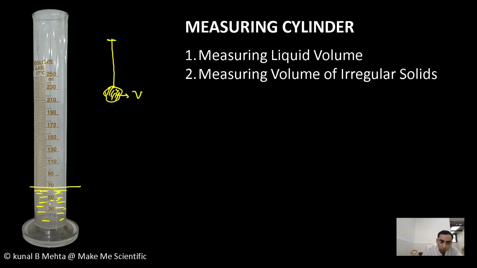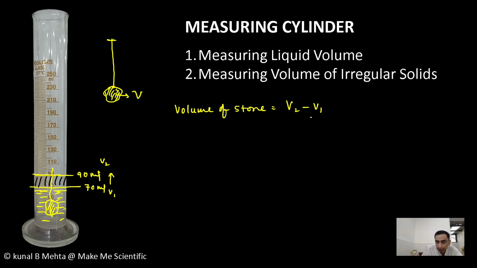So I'm going to lower this stone such that the stone is completely immersed inside. Due to this, some amount of water will rise up. And the amount of water that rises up is said to be displaced water. And suppose the water rises till 90 ml. Earlier it was 70 ml. So the change in volume, if I call this V final and this V initial, then the volume of the stone is equal to V2 minus V1, that is V final minus V initial, that is 20 ml.